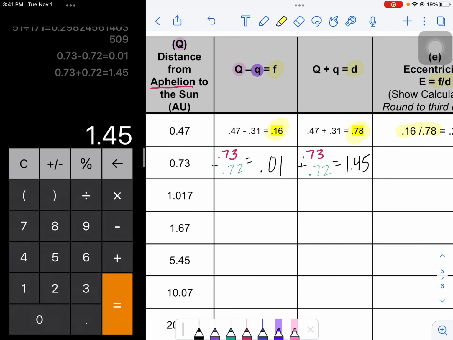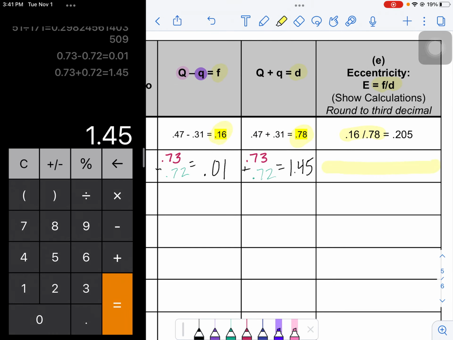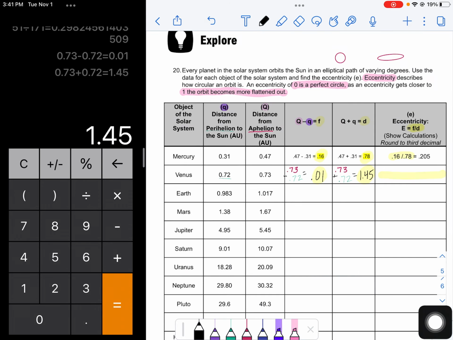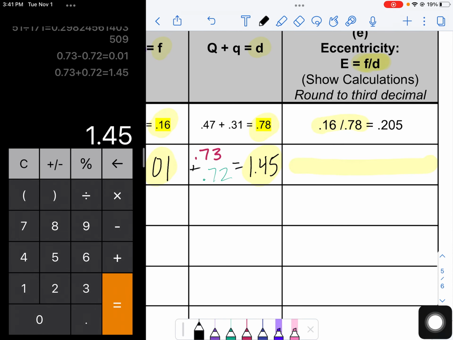And my final spot that I'm thinking about here, my eccentricity, is where I divide my two brand new numbers. And I'm just going straight left to right here. So my formula is going to be 0.01 divided by 1.45. And I am asking you to show your calculations there. So I want to make sure I write those in. 0.01 divided by 1.45. And again, plug that into the calculator.